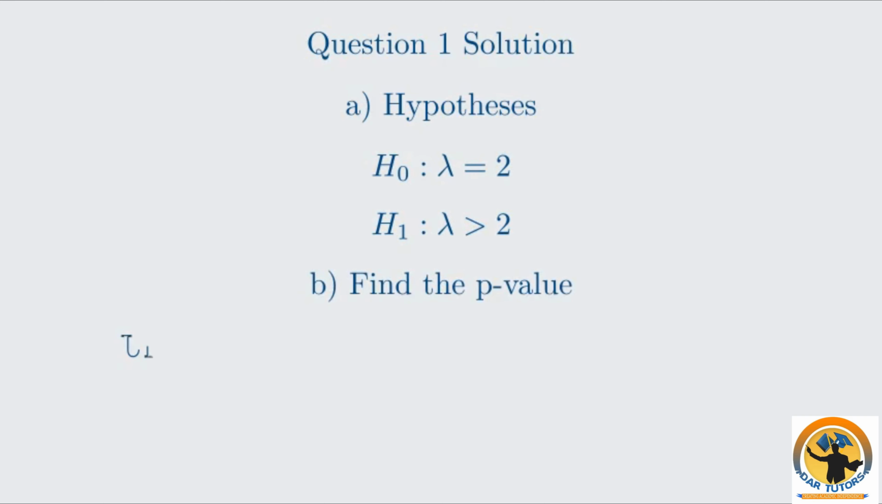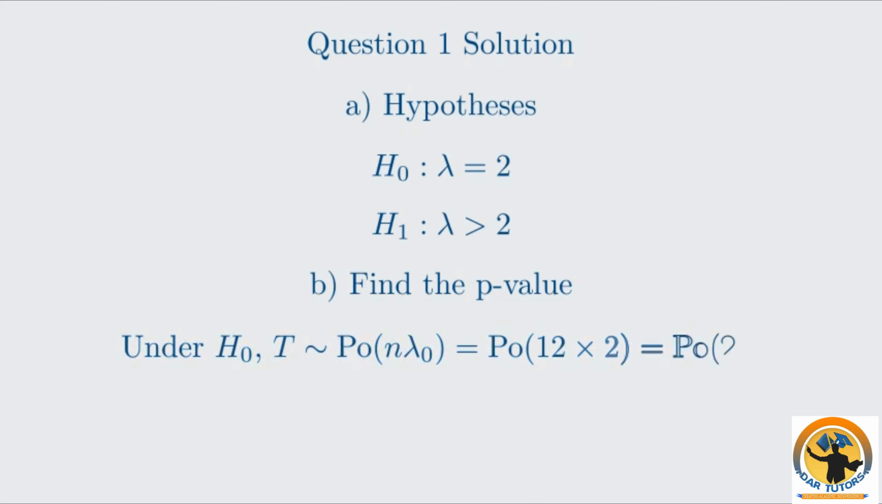The null hypothesis is that the mean rate is 2, so H0: lambda equals 2. The alternative is that the rate has increased, so H1: lambda is greater than 2. The test statistic for the 12 5-minute intervals, the total number of calls T, will be Poisson 12 times lambda. So, under the null hypothesis, T follows a Poisson distribution with mean 24.